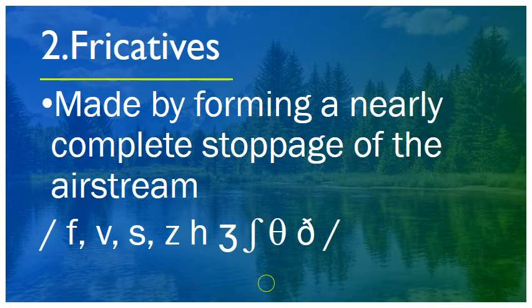What are the consonant sounds that are included in fricative? There are f, v, s, z, sh, and others. So there are 9 fricative sounds or 9 hissing sounds.